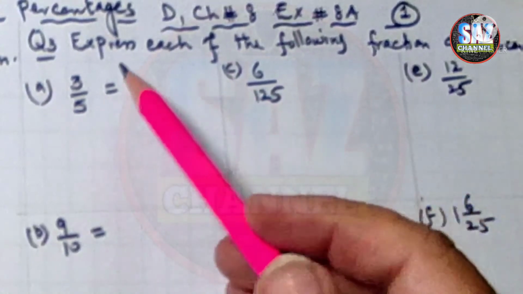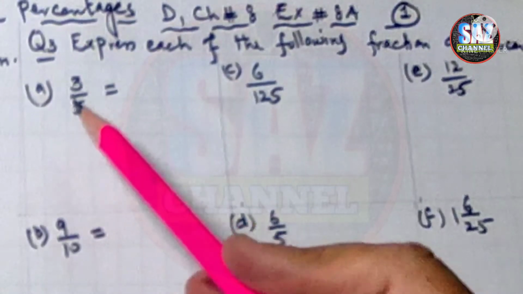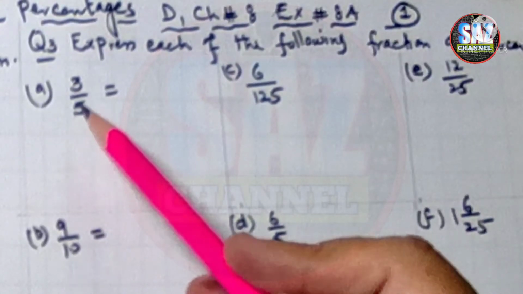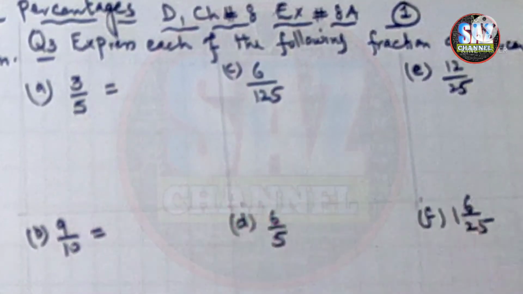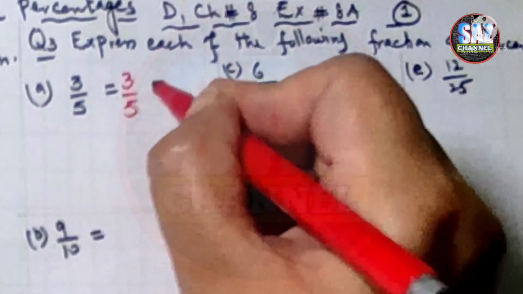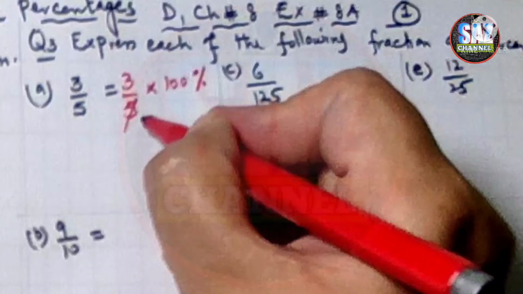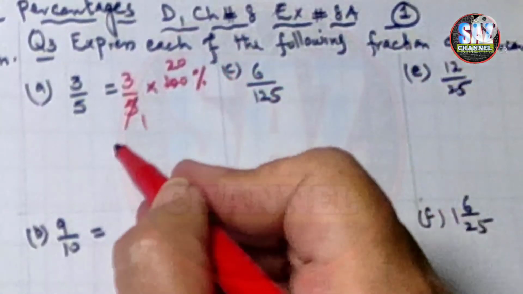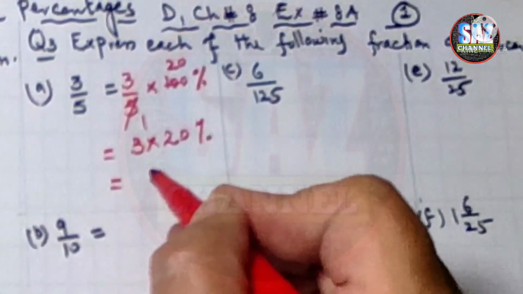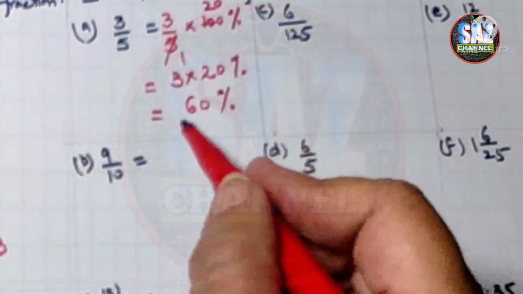Okay. Moving to the next question, which says: express each of the following fractions as a percentage. In question number 3, fractions are given and we have to change these fractions into percentages. In order to turn a fraction into a percentage, we have to multiply the given fraction by 100. So 3 by 5 multiplied by 100%, and your table power has to be really strong. 5 twenties are 100, and 3 times 20 is equal to 60%. Really easy, 60%.